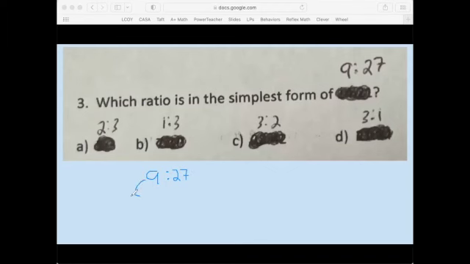9 divided by 3 gets me 3. 27 divided by 3 gets me 9. And then I'm going to ask myself, can I take 3 and 9 and divide both of those numbers by the same number and get an even smaller number? And the answer to that is yes. I can divide both 3 and 9 by 3.